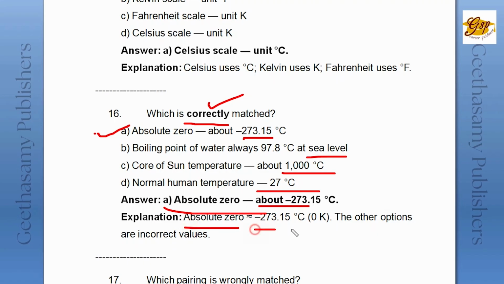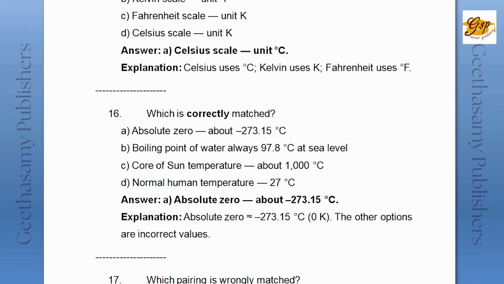Absolute 0 is minus 273.15 degrees centigrade, that is 0 K. Other options are incorrect values.